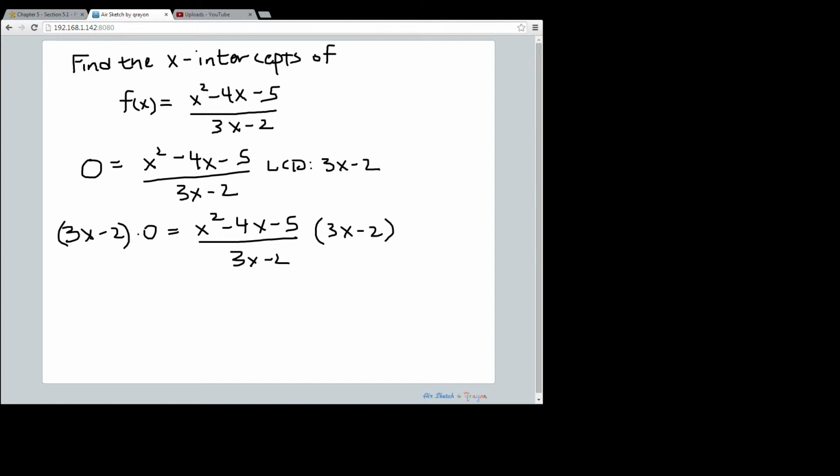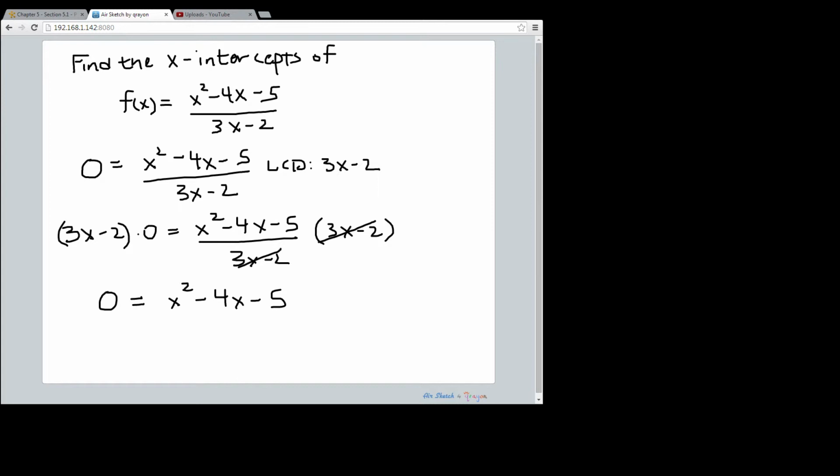So okay, over here on the left hand side, I've got 3x minus 2 times 0. That's just going to be 0, right? Because anything times 0 is 0. Over here on the right hand side, I have these factors which cancel, and so that leaves me with x squared minus 4x minus 5. So I multiplied through by the LCD, and it cleared out the fractions and led to a simpler equation. This is just a quadratic equation that I can solve by factoring. But the price you pay for that is that you have to check your solutions that you get and make sure that they don't make the LCD equal to 0.